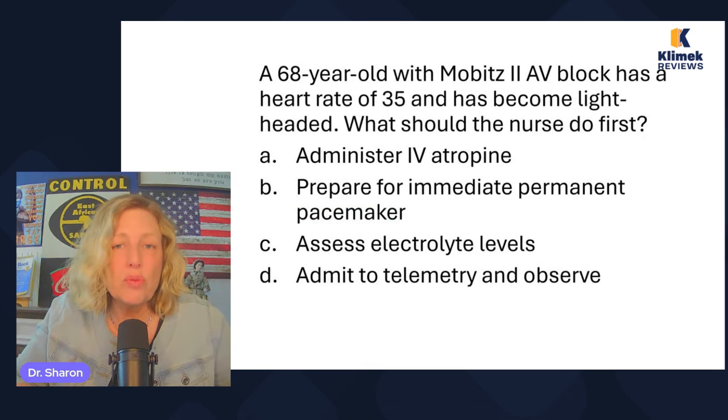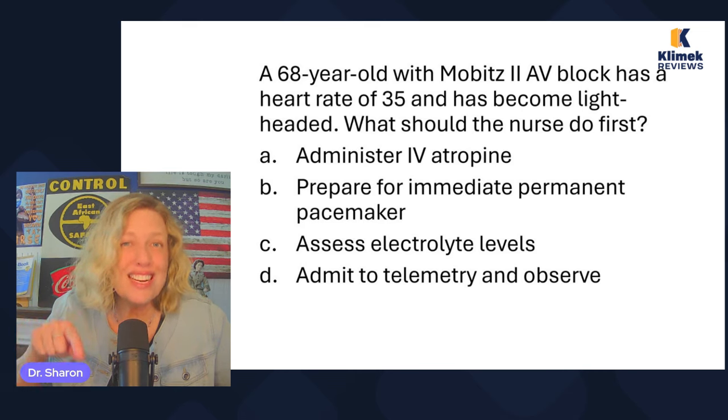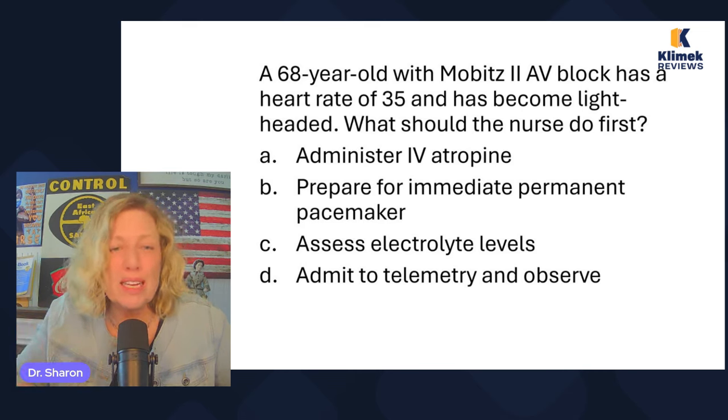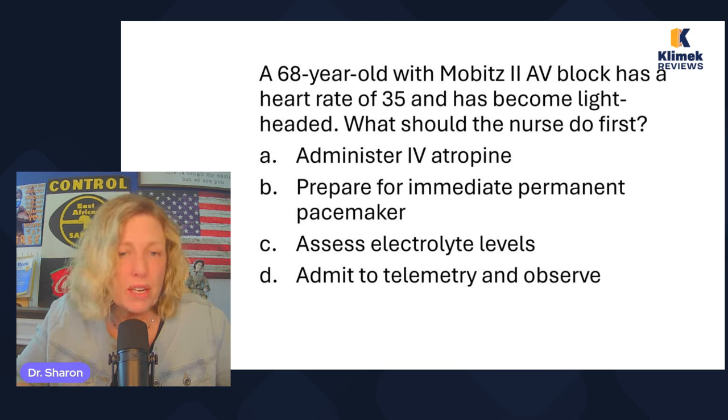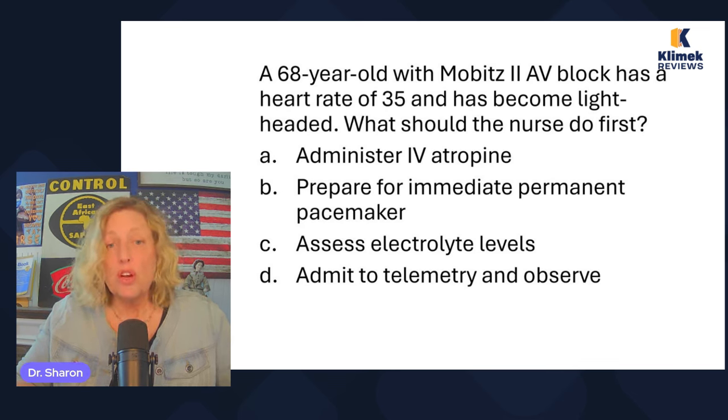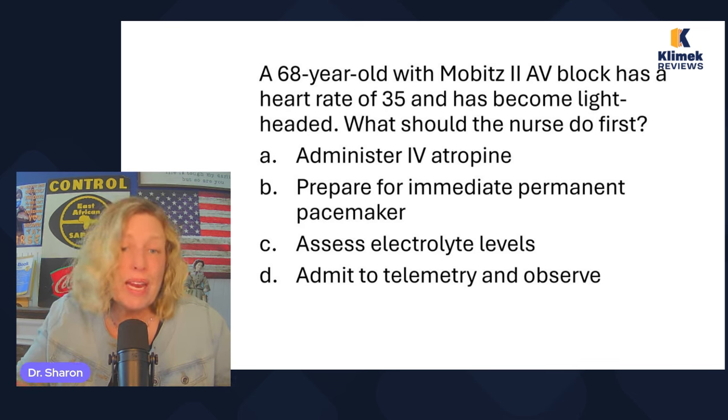A 68-year-old with a Mobitz 2, which is a second-degree type 2 AV block, has a heart rate of 35 and has become lightheaded. What should the nurse do first? Administer IV atropine, prepare for immediate permanent pacemaker, assess electrolyte levels, admit to telemetry and observe. So we may have to do pacemaking.